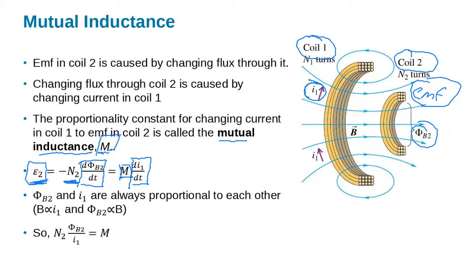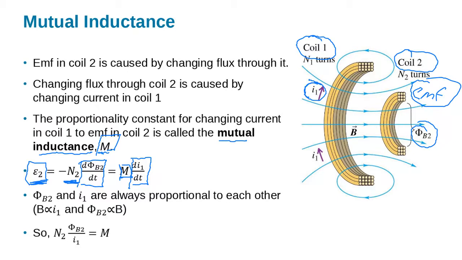So if we say a mutual inductor has a very large M, it just means it's very good at mutual inductance and will get a high EMF induced in the second coil for a given rate of change of current in the first coil.